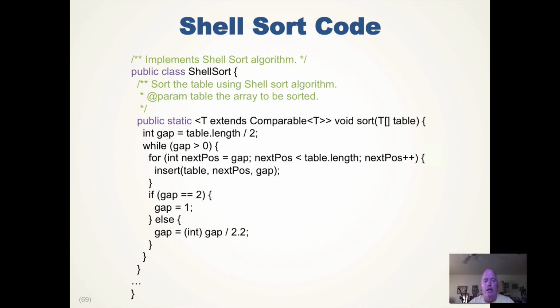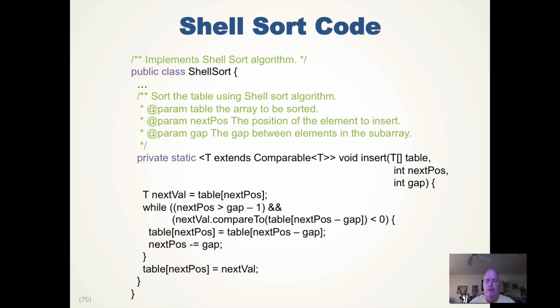We calculate the gap based upon the length of our array. While the gap is greater than 0, we're going to keep shrinking the gap, and we're going to calculate new gap values. Then we do the for loop, which is going to consider each of the different subarrays starting at gap, and we just increase it through to the end of the array. And then we do the insert, which is an insertion sort on the table given the position we're inserting and the gap that we're considering.